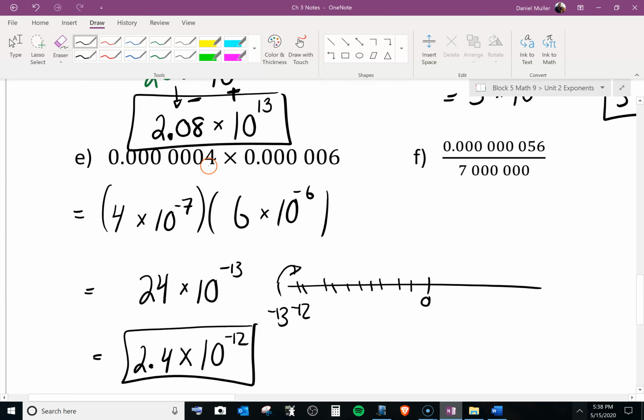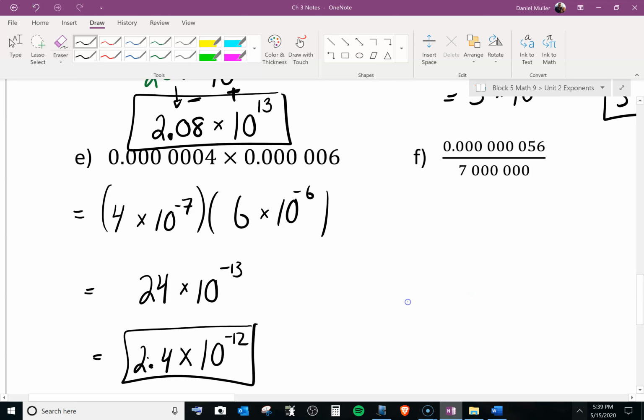Again, what did I do? At the very beginning, I made this a 4 and made it a 7. I had to make it a negative 7 to make sure it balanced. I made this a 6 to the power of 6. Again, I had to make it negative to make sure it's balanced. 4 times 6 is 24. With the exponent laws, I could go 7 and 6. I could add them up to be 13, but they're both negative, so I made a negative 13. Then I had to move the decimal place over here to make it 2.4. That made the number smaller, so by 1 decimal place. So I need to make this bigger by 1 exponent. Negative 13, adding 1 would get me to negative 12.